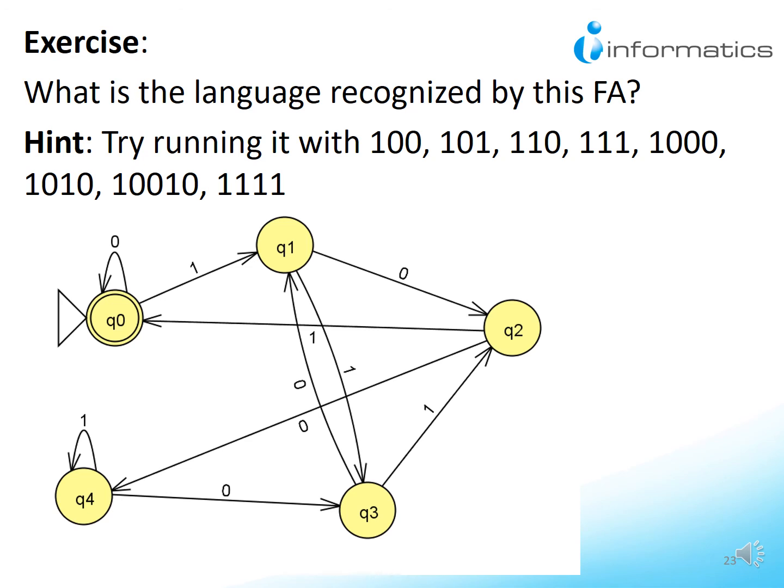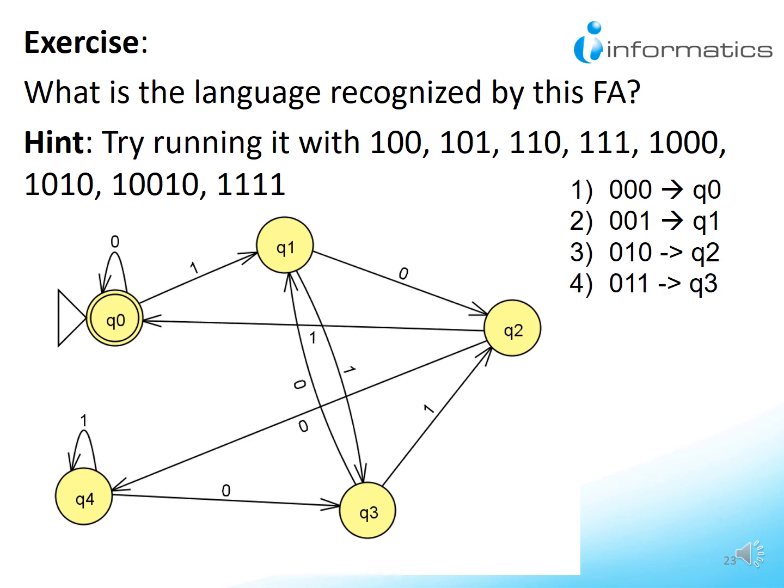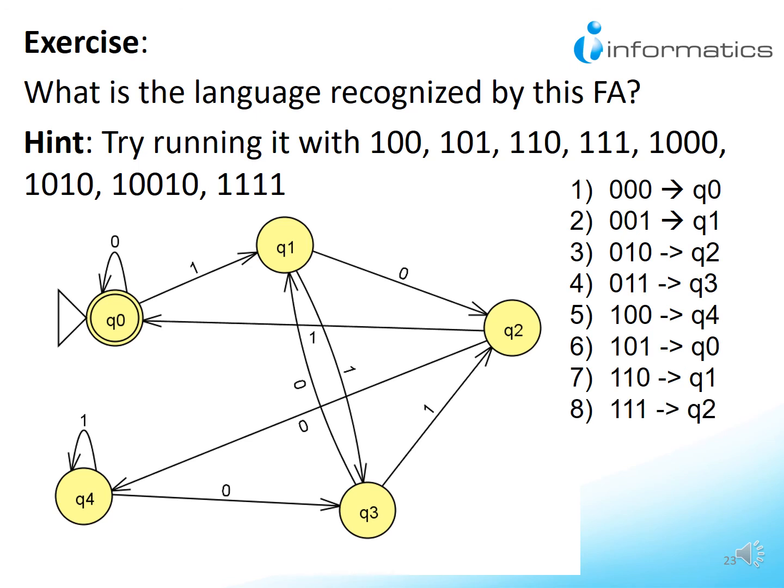For example, let's try to summarize. After processing 000, it will go into Q0. After processing 001, it goes to Q1. 010 goes to Q2. 011 goes to Q3. 100 goes to Q4. 101 goes to Q0. 110 goes to Q1. 111 goes to Q2.